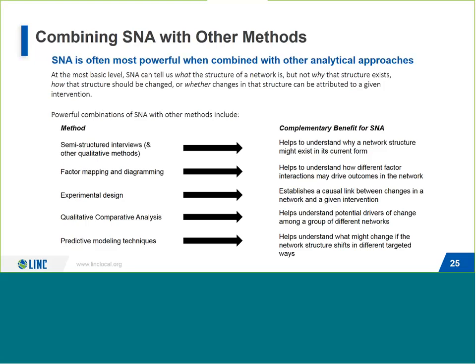And then it's also, as I mentioned, not a technique that establishes causal linkages. It doesn't tell you whether change in the structure can be attributed to a given intervention in and of itself, unless you design it to do that specifically. So what are some combinations of network analysis with other methods that can be really robust?